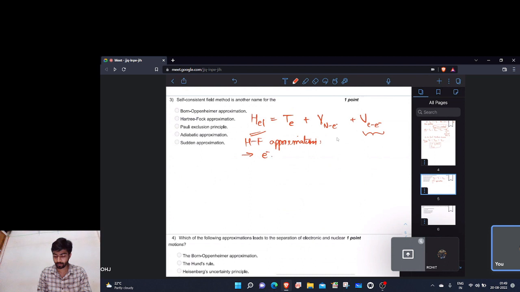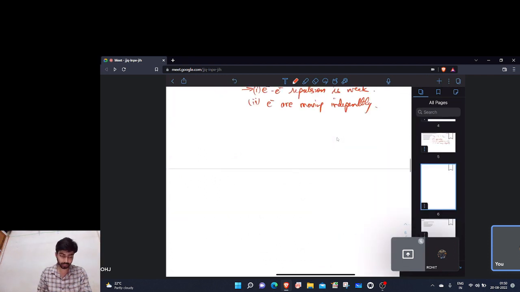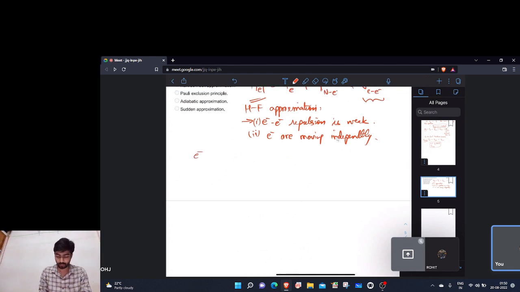it says that electron-electron repulsion is weak, first thing, and second is that electrons are moving independently. Now let's see what impact these two approximations have, by extending the page. Electrons also have a probability distribution. Let's say a probability distribution of the kind phi 1, phi 2, phi 3, where these phi's are orbitals.